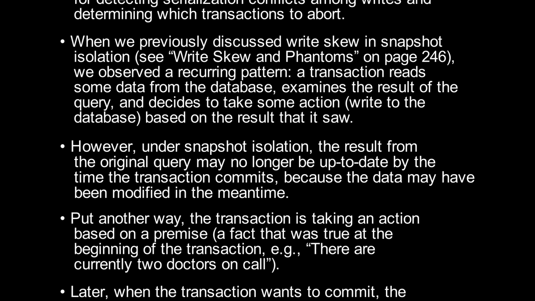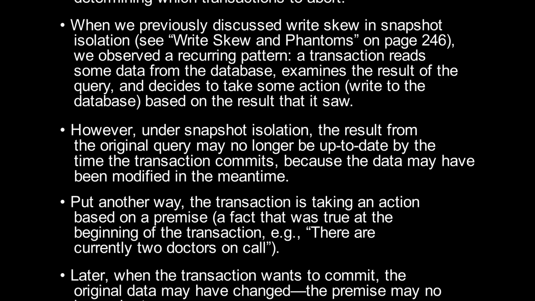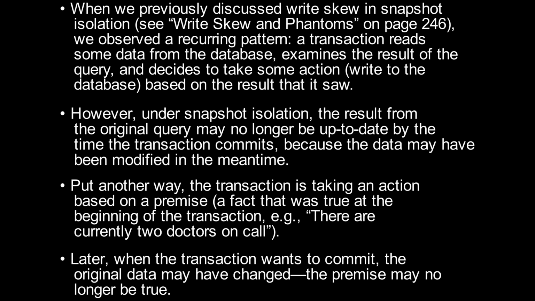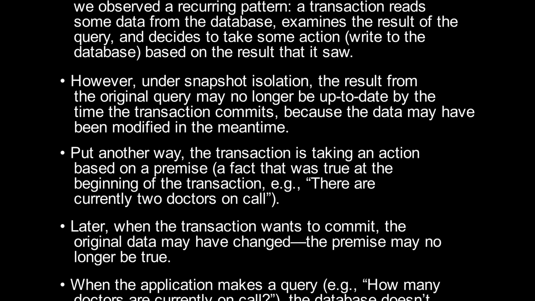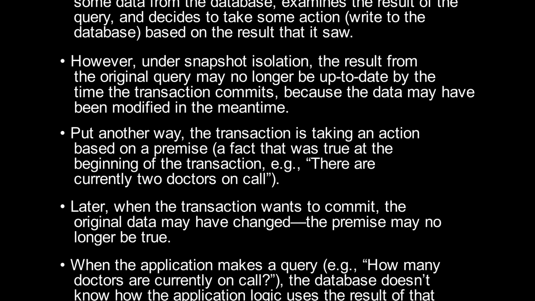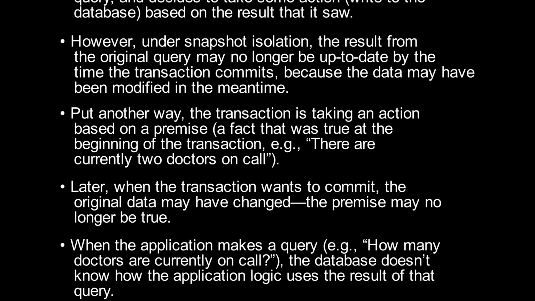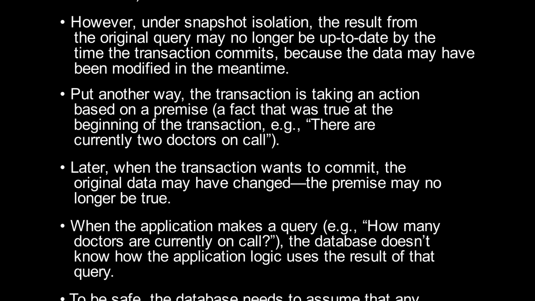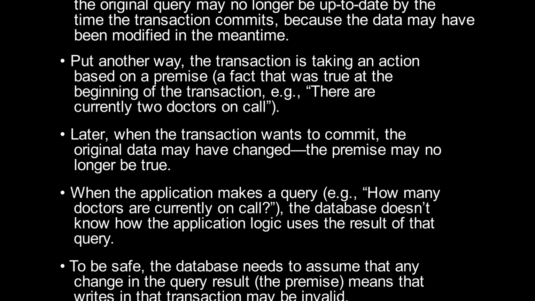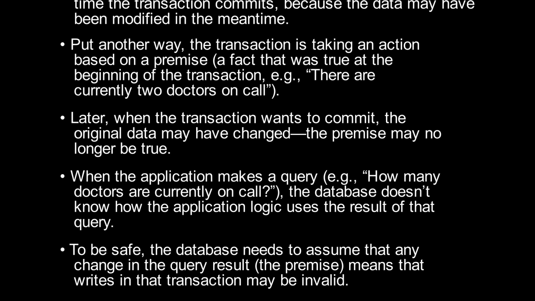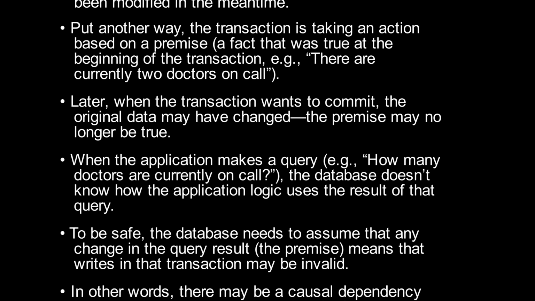Put another way, the transaction is taking an action based on a premise, a fact that was true at the beginning of the transaction. E.g., there are currently 2 doctors on call. Later, when the transaction wants to commit, the original data may have changed, and the premise may no longer be true. When the application makes a query, e.g., how many doctors are currently on call, the database doesn't know how the application logic uses the result of that query.